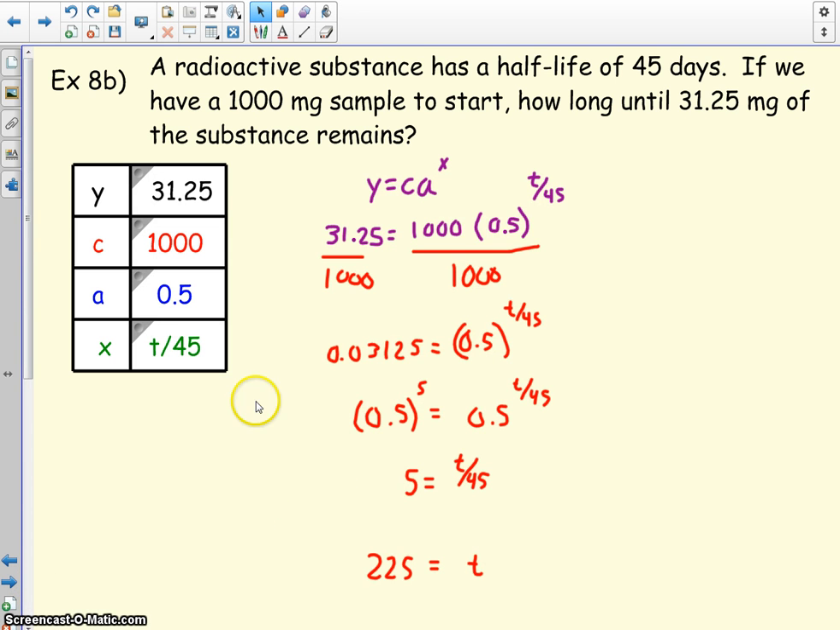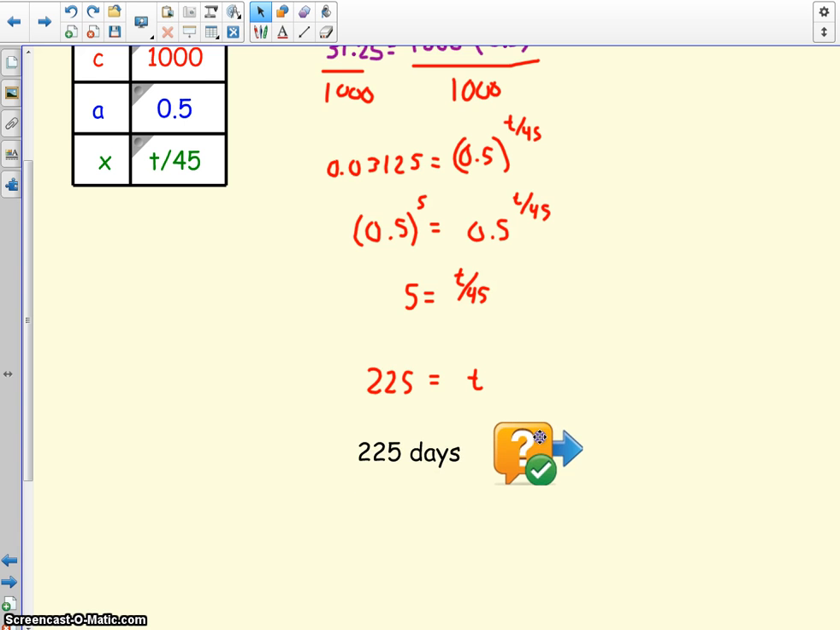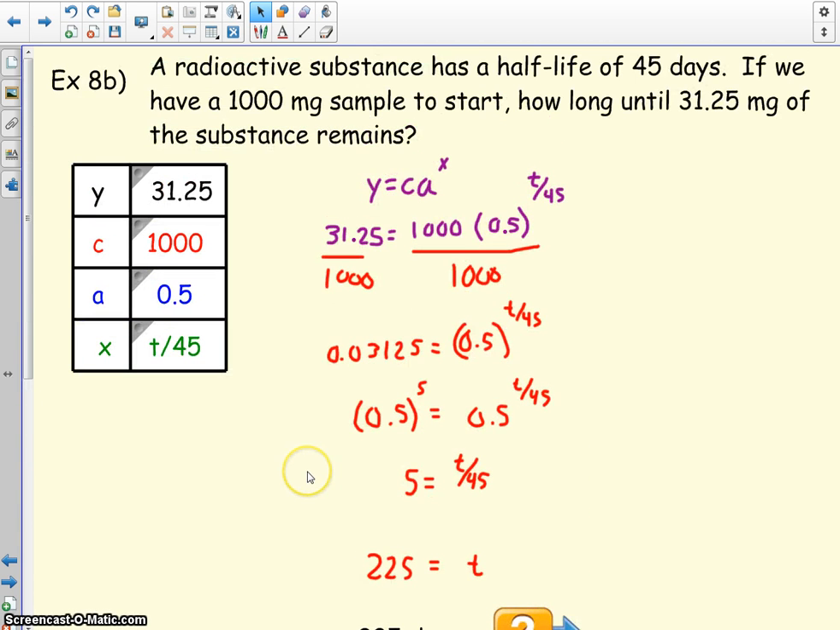Okay, so first things first, if you want to check your answer, you should get 225 days for your time. Let's look at how we got that. We're going to start with 1,000 milligrams, so that's going to be our C value. We're going to end with 31.25 milligrams, so that's going to be our y. It's a half-life, so we're going to start with a base of 0.5 for our a.